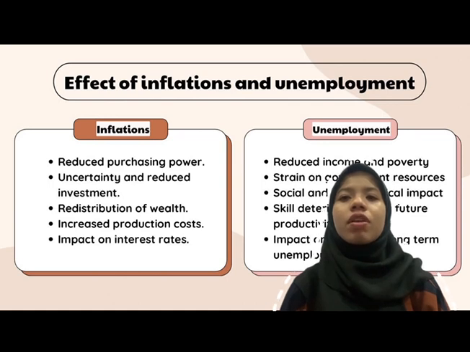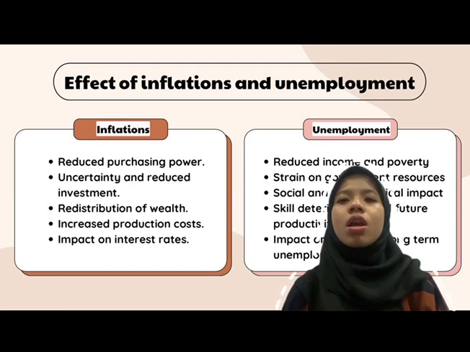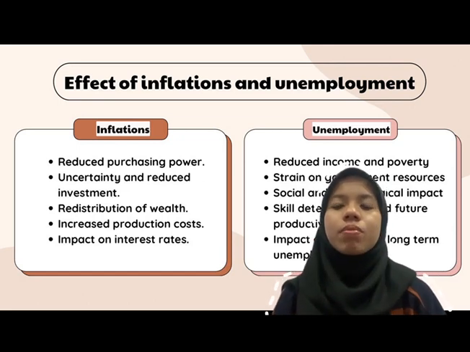Inflation refers to the sustained increase in the general price level of goods and services in an economy over time. High, volatile inflation can have several effects on an economy, which are reduced purchasing power, uncertainty and reduced investment, redistribution of wealth, increased production costs, and impact on interest rates.